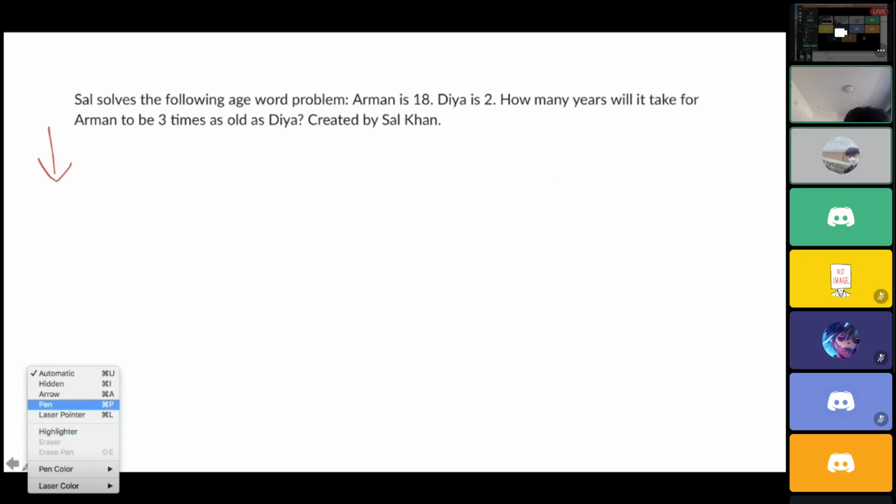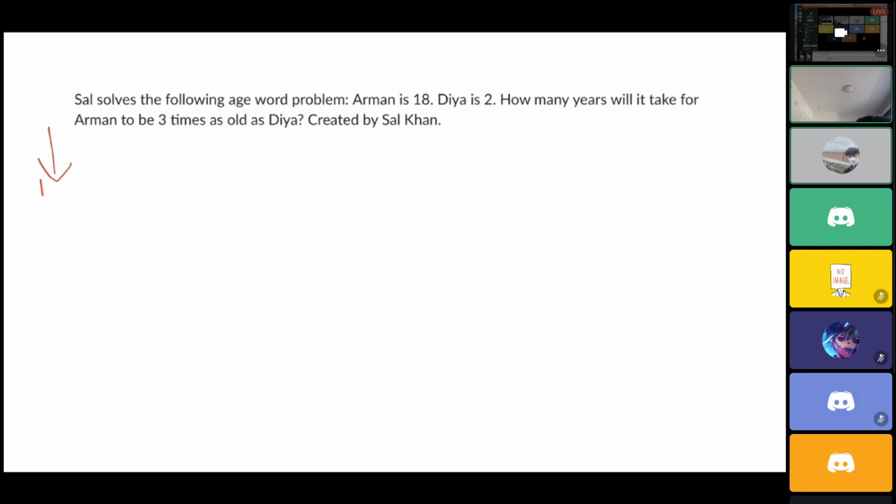Essentially, if it's asking how many years it would take Arman to be 3 times as old as Dia, you want to figure out how many years it will take. It's asking you how many years. But you do have two unknowns, which are Arman's age and Dia's age currently.